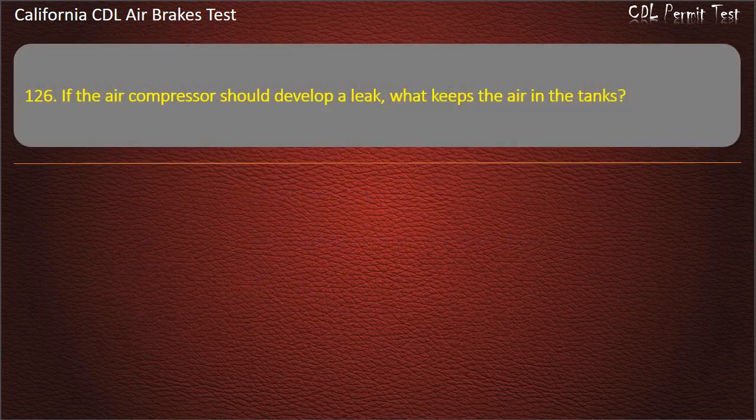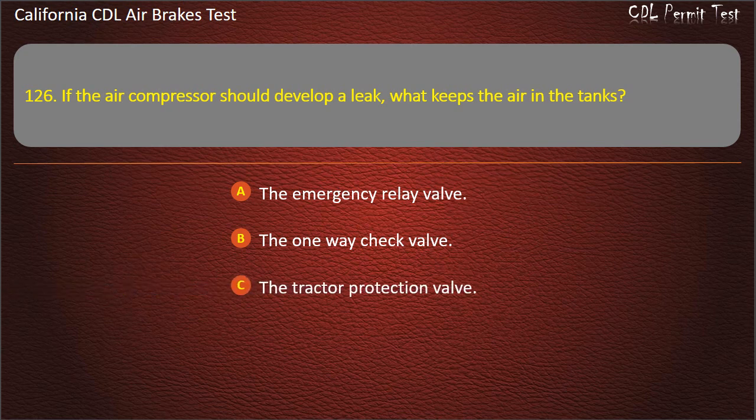Question 126. If the air compressor should develop a leak, what keeps the air in the tanks? The emergency relay valve, the one-way check valve, or the tractor protection valve. Answer: The one-way check valve.